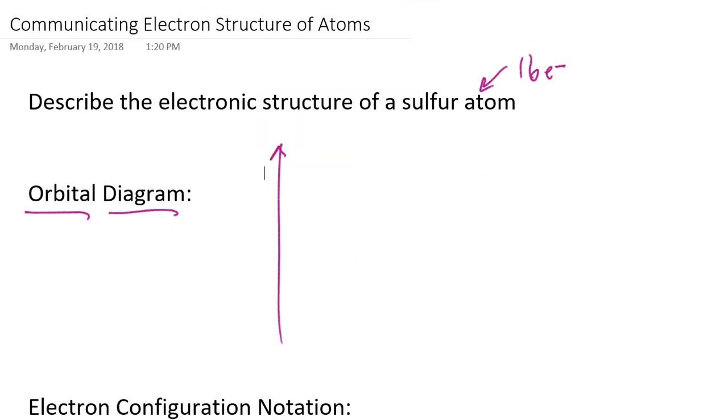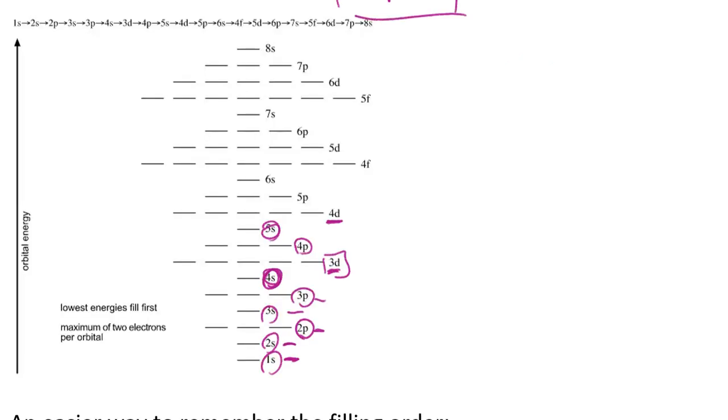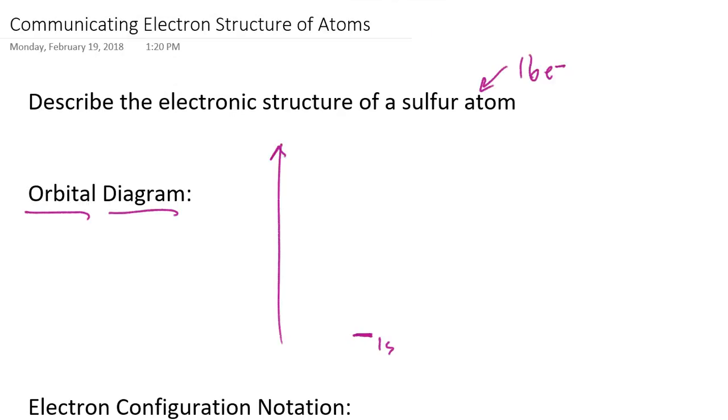I'm going to draw a line that represents my 1s orbital. Now, after the 1s orbital, I will then have my 2s, my 2p, 3s, 3p, and so on. Remember that when I consider orbitals, each orbital can handle a maximum of 2 electrons.